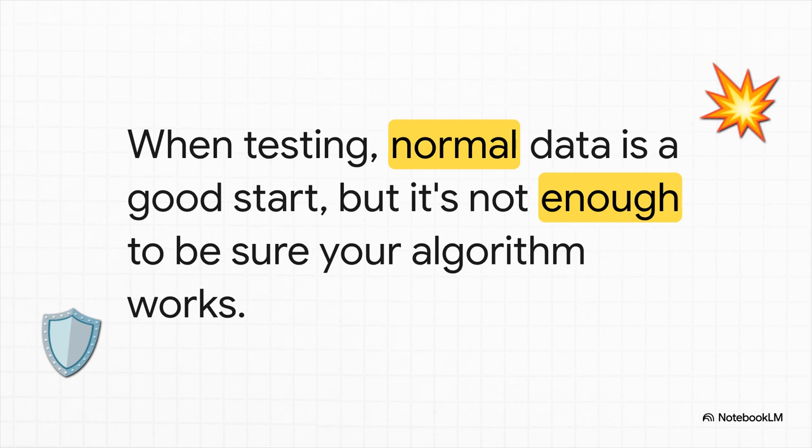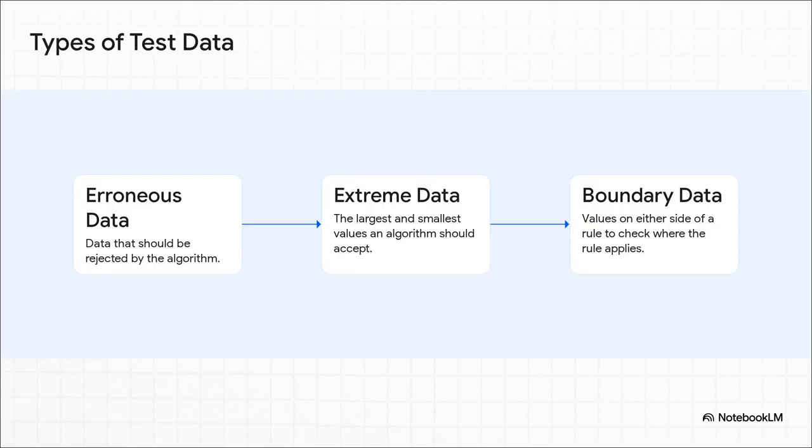To really do that, you have to think like someone who is actively trying to break the code. Using a set of normal data like we did is a good start, but it's just not enough. Professional level testing means you've got to throw some serious curveballs at the algorithm to see how it holds up under pressure. So to build a truly solid test, we have to think about three very specific types of data. First, what we call erroneous data. These are the inputs that just shouldn't work at all. Second, extreme data. That's the biggest and smallest values it should accept. And third, boundary data. The values that are right on the edge of a rule.